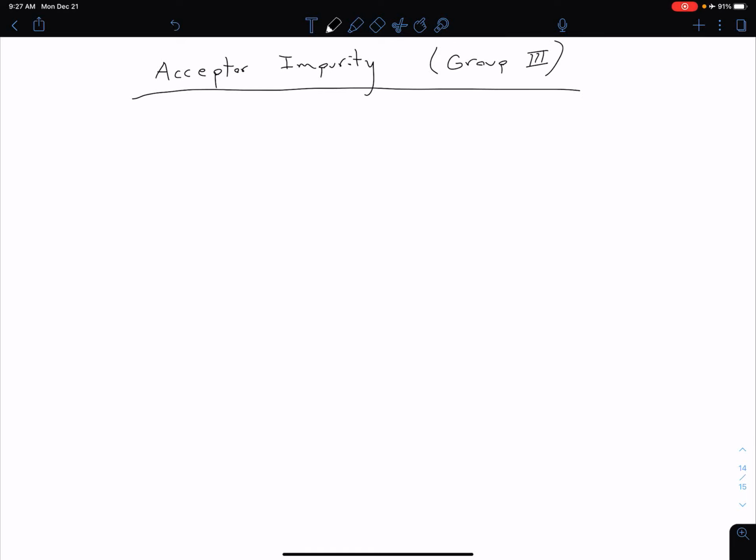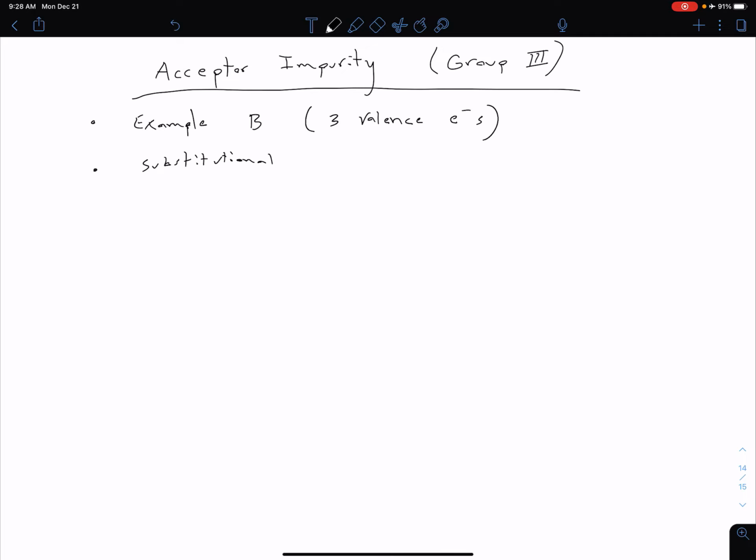In this video, we're going to look at the case where our dopant atom comes from group 3 of the periodic table. In this case, we call it an acceptor impurity. As I mentioned in a previous video, a common example of this is boron. Being in group 3, it has 3 valence electrons compared to silicon's 4 valence electrons. Again, let's keep in mind that this process of doping that we're talking about is substitutional impurities.